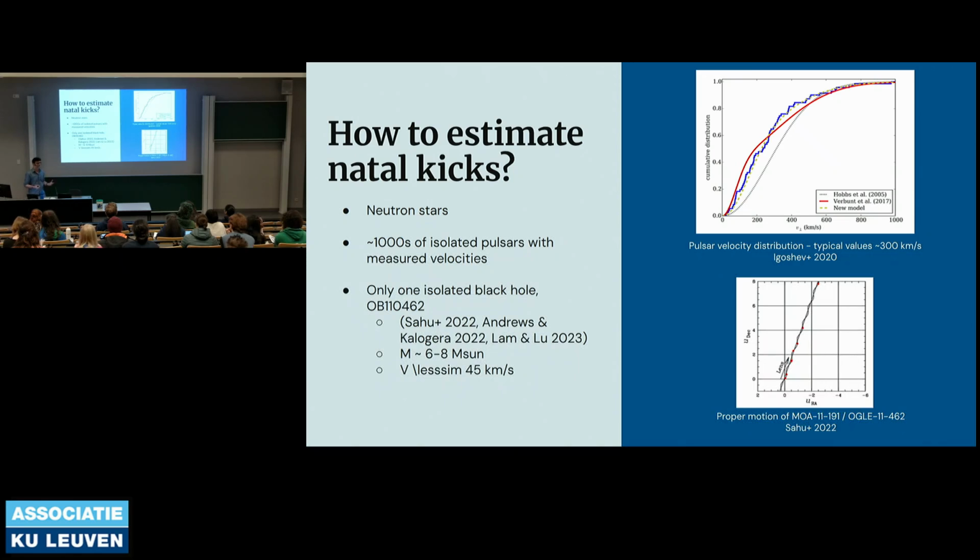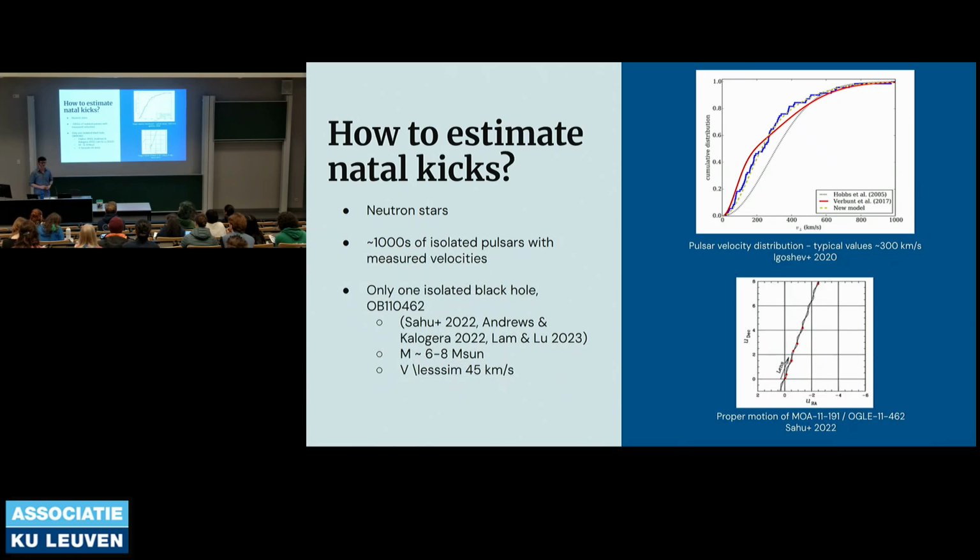Because you're only looking at isolated pulsars here, you're biasing yourself to the higher kicks. Because if you had, for example, a subpopulation of lower kicked neutron stars, they would remain in the binaries and you wouldn't see them here. So this is a sense of the kicks in the high kick regime that you get for neutron stars in particular. But we don't have this luxury for isolated black holes because we only have one for which we have a well-constrained velocity.